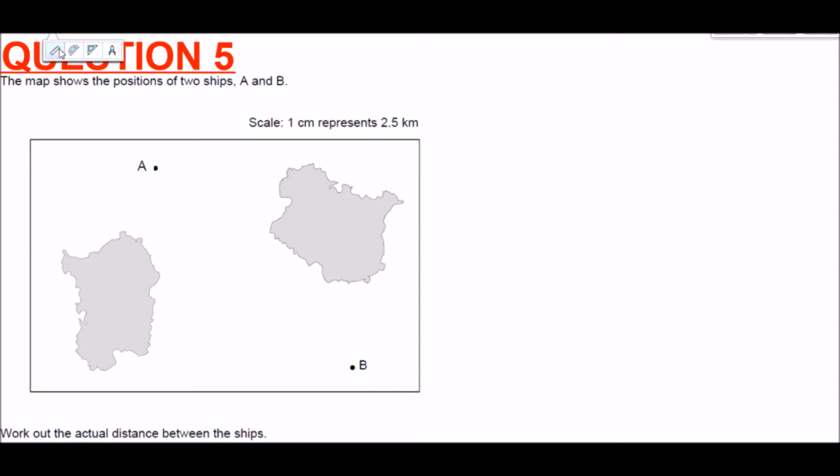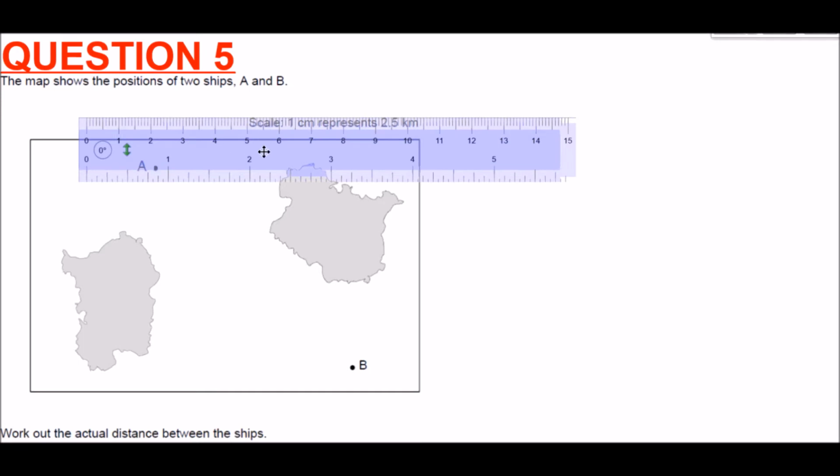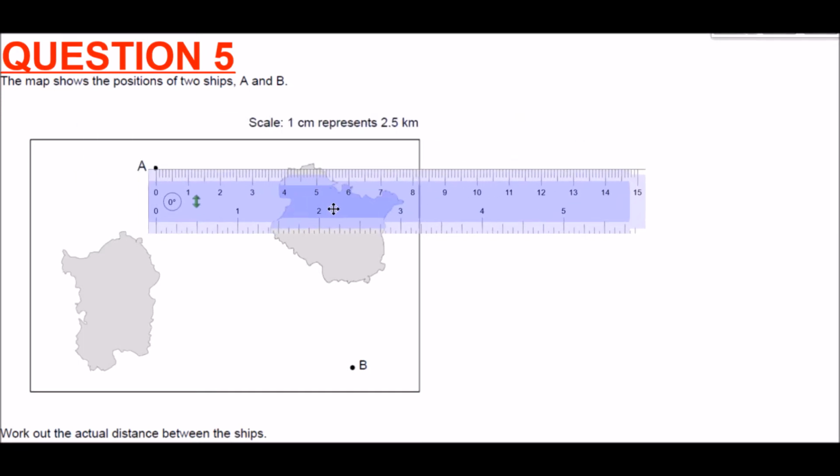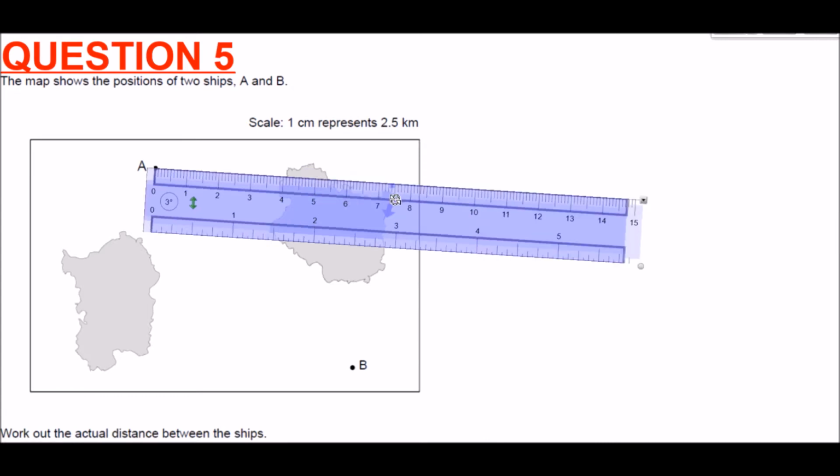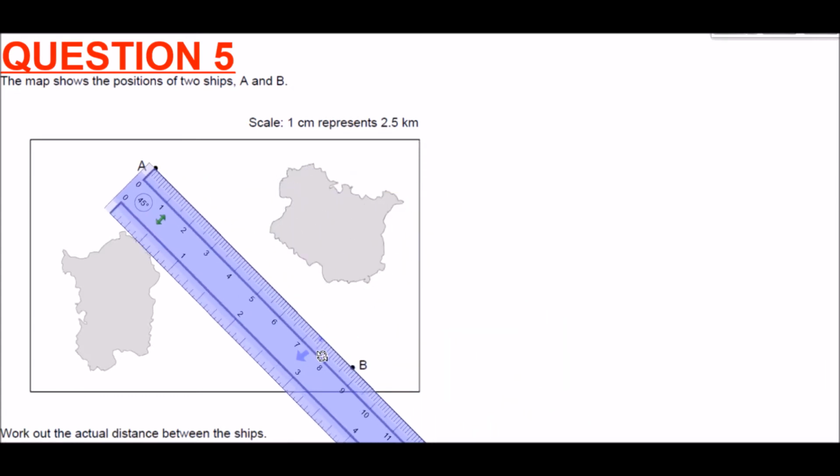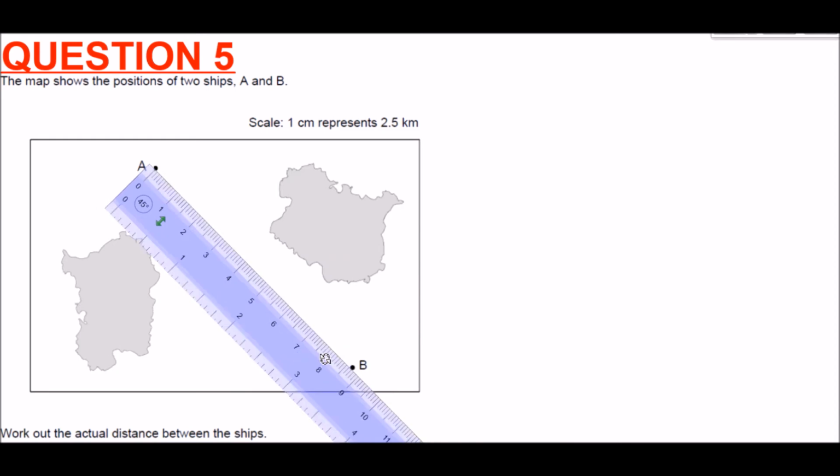So if we just get our ruler and put the 0 point on A and then measure down until we're facing B. Now, be as accurate as you can. The examiner will give you a tiny bit of leeway, normally plus or minus 2 millimeters, but be as accurate as you can. And what you should find is the distance from A to B is about 8.7.